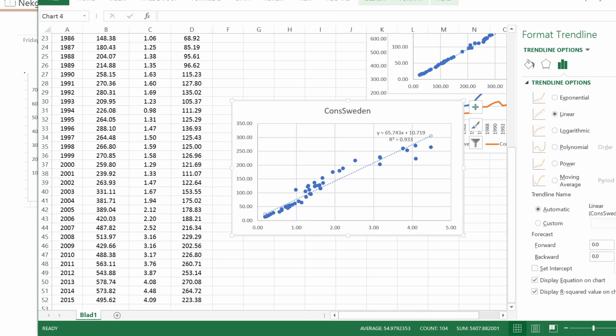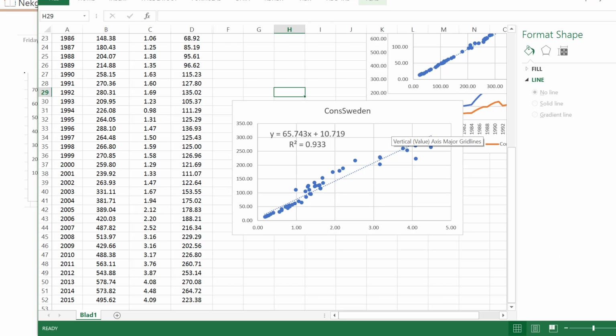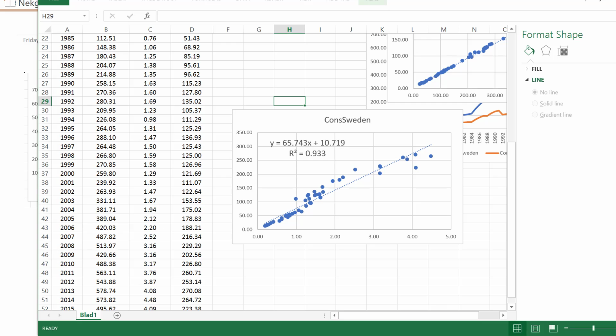Display equation, display R square, and we get an R square of more than 93%. So in the sense that we interpret R square, more than 93% of the Swedish consumption pattern can be explained by the GDP of Togo. The marginal effect is about 66 or so. So when GDP in Togo increases by 1 billion US dollars, the Swedish consumption increases by about 66 billion. So there's clearly something strange going on.